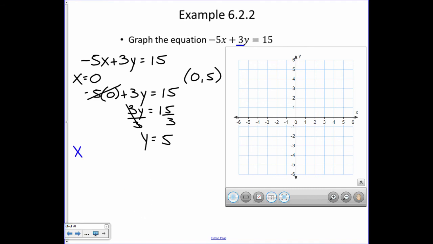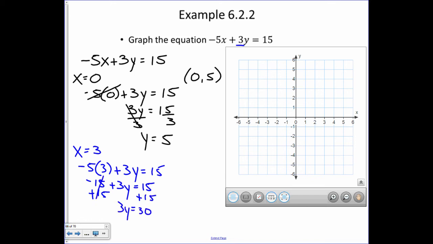And so if we let x equal 3, you then get negative 5 times 3 plus 3y is equal to 15. Well, negative 5 times 3 is negative 15. Add 15 to both sides. You get 3y is equal to 30. Divide by 3, and so y is equal to 10. And so our second point is the point 3 and 10.